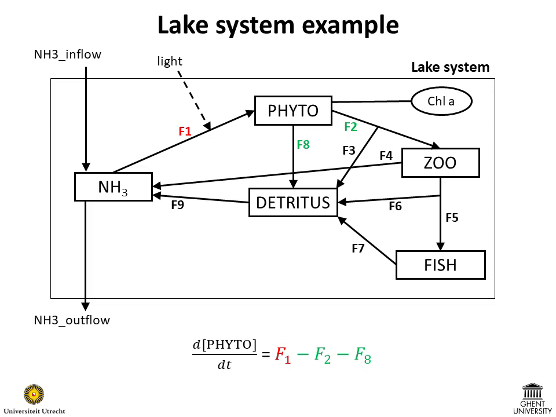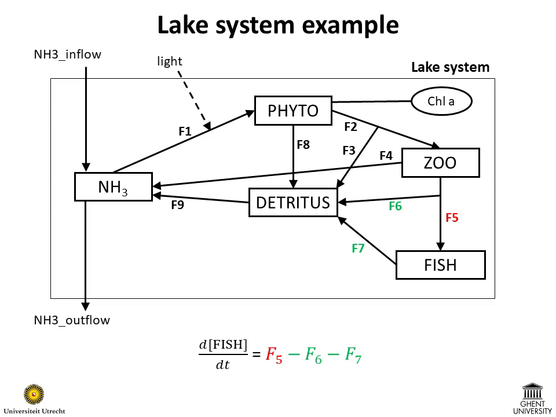For the phytoplankton compartment, we see that the nitrogen concentration increases due to the influx of F1, but decreases due to the efflux of F2 and F8. Similarly, for the zooplankton compartment, the rate of change in the nitrogen concentration is positive due to the influx of F2, but negative due to the efflux of F3, F4 and F5. It is now clear what the results will be for the remaining state variables.